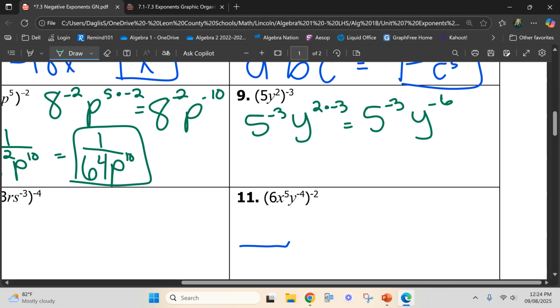What is 5 to the power of 3? 125. Can 125 stay where it is, or does it have to get bumped? It has to get bumped. So 125 drops. Does y to the 6 get dropped? Yes. So what's in my numerator? A 1. 1 over 125 and y to the power of 6. Like that.